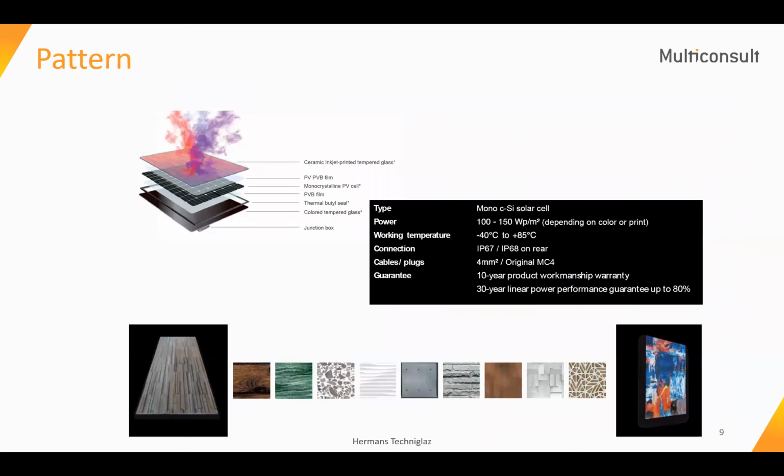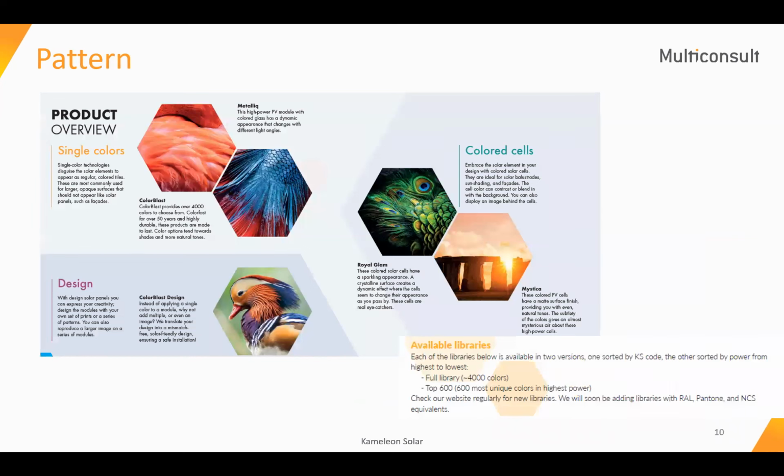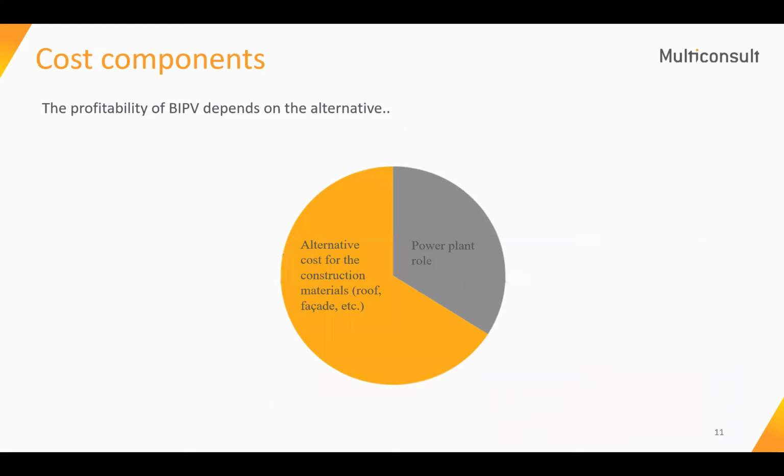And as I said, you can also expect different patterns. Here we see these different beautiful patterns from Hermann Technoglass with efficiency of 10 to 15%. And a manufacturer, for example, Kameleon Solar, also offers different patterns. They have a full library of 4,000 colors. They can provide 4,000 colors for the BIPV products with different efficiency, of course.